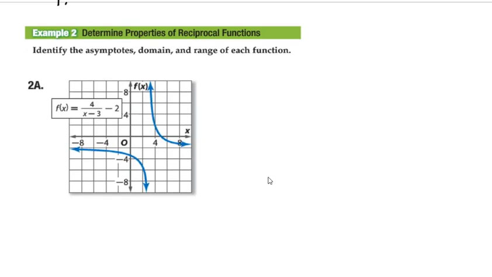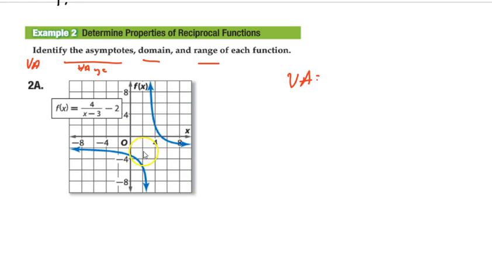Now let's look at those properties based on a graph. In this question, we want to find asymptotes. So we have two: a horizontal one at y equals whatever, and a vertical one. We want to find the domain and the range. So let's talk about the vertical asymptote first. They do have a graph here, so let's look at the graph.